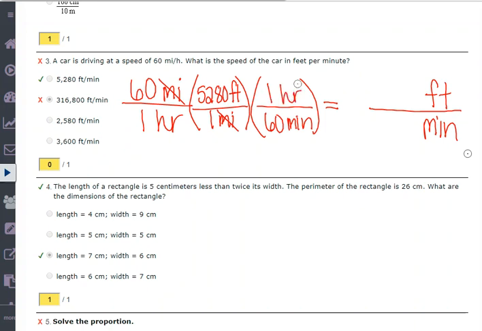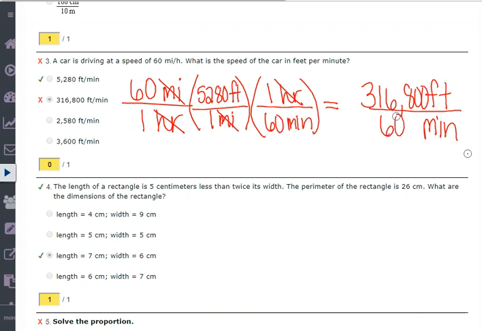Again, how did I know to put hour on top and 60 minutes on the bottom? If I look over here at my answer, I want minutes in the bottom. I want hour up top so that it cancels here with here. You can see the units you'll be left with in this problem are feet per minute. So now it's just multiplication. You multiply across the top and multiply across the bottom. On a calculator, 60 times 5,280 is 316,800. Across the bottom, 1 times 1 times 60.